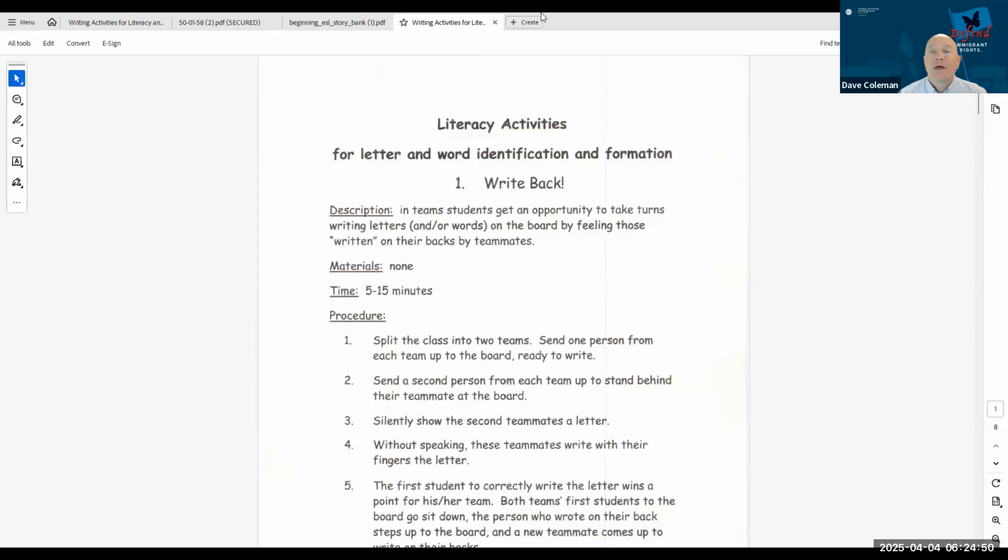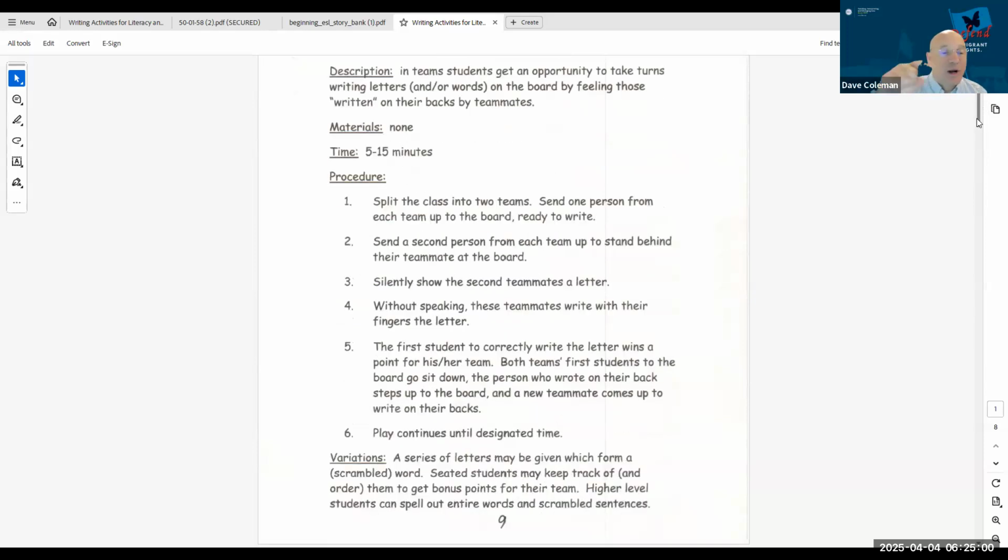So there are literacy activities for letter and word identification and formation. One of them is called Write Back. It's a team game, and basically students write on each other's backs and see if they can tell which letter they're writing. It's very kinesthetic. It's partnery. It's fun. You probably want to have women with women and men with men. But it's just a silly, fun game, and you can read the rules.